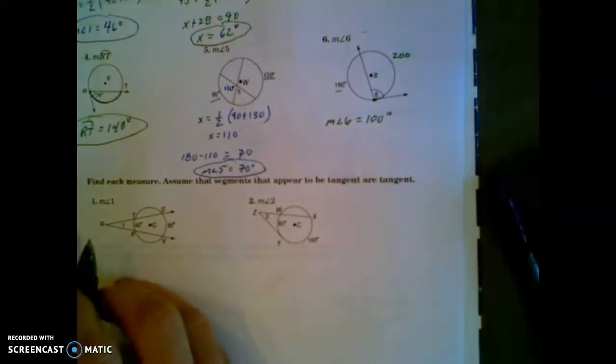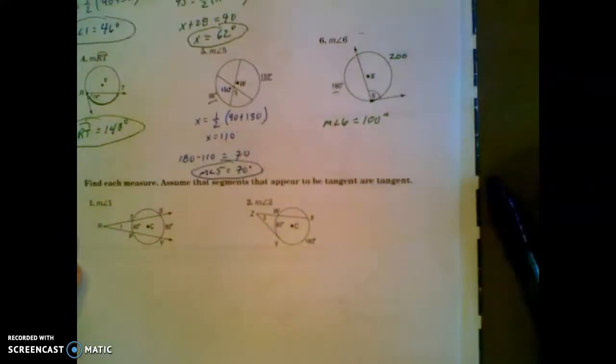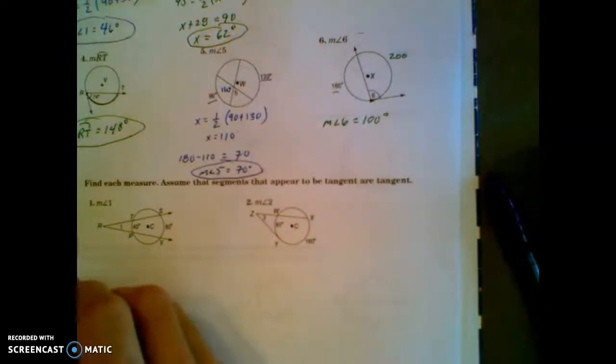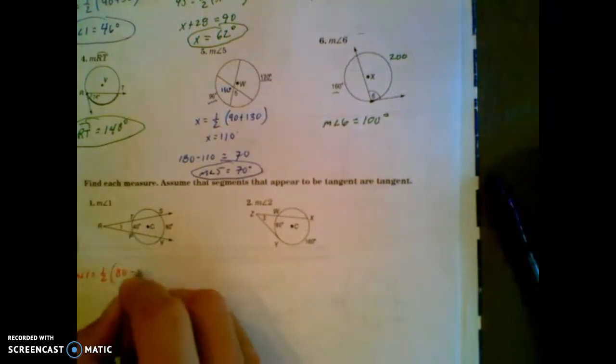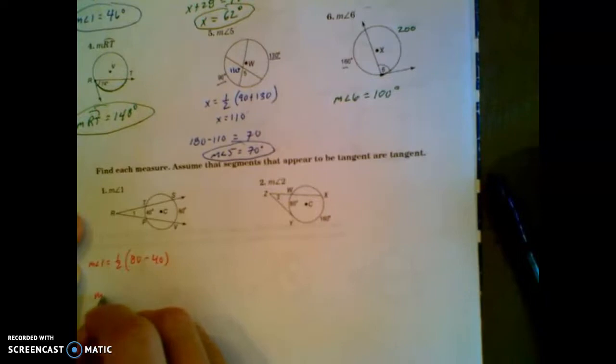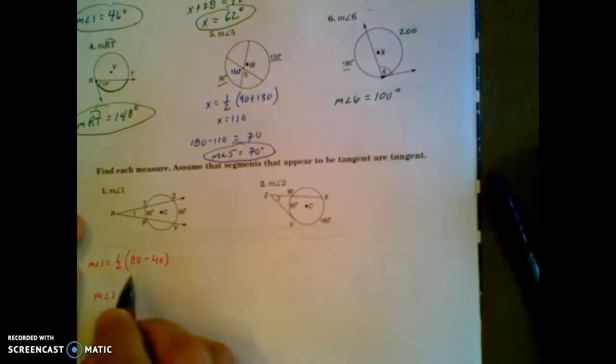Here again, where's the intersection? The intersection's on the outside. Since the intersection's on the outside, the measure of angle 1 is going to be half of the big arc, 80, minus the little arc, 40. So the measure of angle 1 would then equal 40 halved, which is 20.